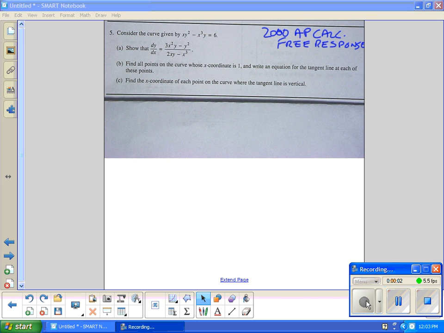All right, so this is 2000, number 5, no calculator. Consider the curve given by xy squared minus x cubed y equals 6. Show that the derivative is that. All right, I would start by just doing implicit differentiation.